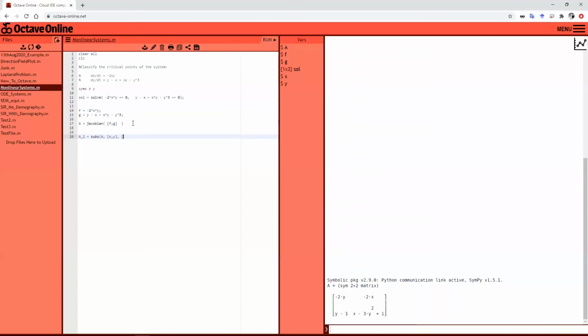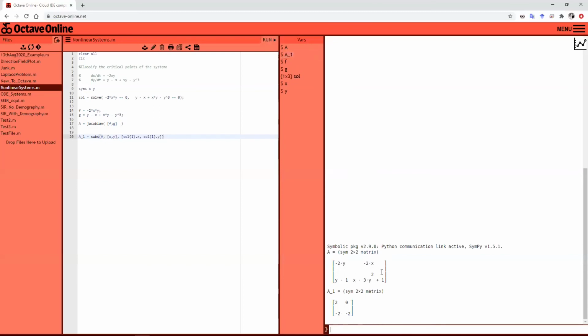And for the first point, I want to substitute in the point that I found in my solution, sol. So I'm going to write sol in curly brackets 1 dot x, so that's my x component, and then sol 1 dot y for my y component. Okay, and so if I do that, what do I get?